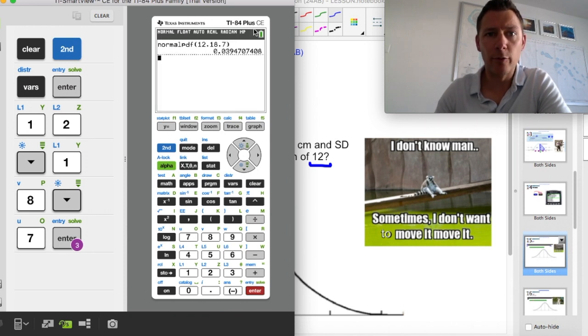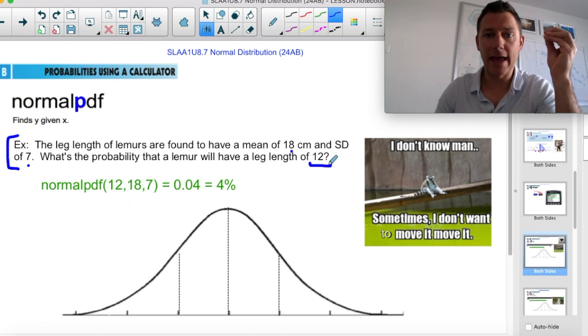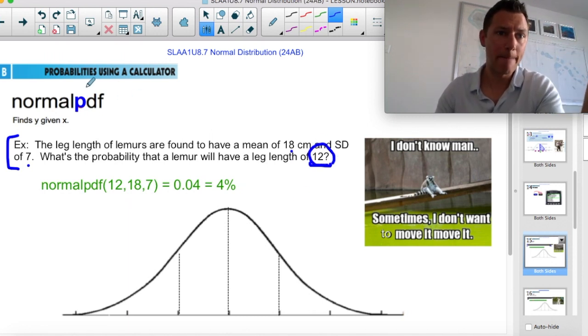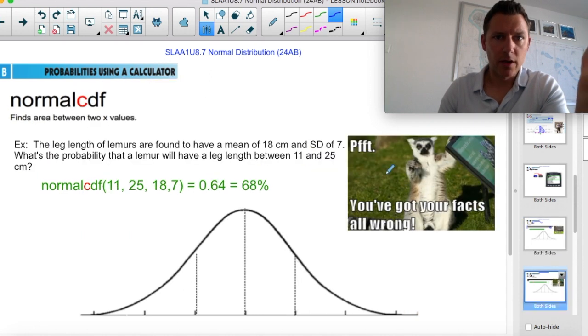I got 4%. So you have a 4% chance of picking a lemur out of this group and having it have an exactly 12 centimeter long leg, right? Precisely 12 centimeters. Neat. Not that useful.